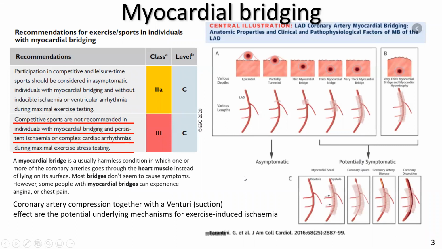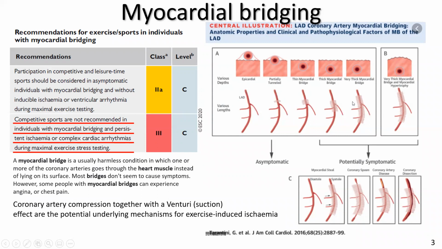So now we come to the first condition, and that's myocardial bridging. A myocardial bridge is where part of an epicardial artery tunnels through the actual muscle, the myocardium, as shown here, with a thin myocardial bridge, then a thick bridge, and then a very thick bridge. You can even get very thick bridging with myocardial hypertrophy. This is shown in longitudinal form as normal here, then partially tunneled with a small amount of tunneling, and then larger and larger amounts of tunneling.